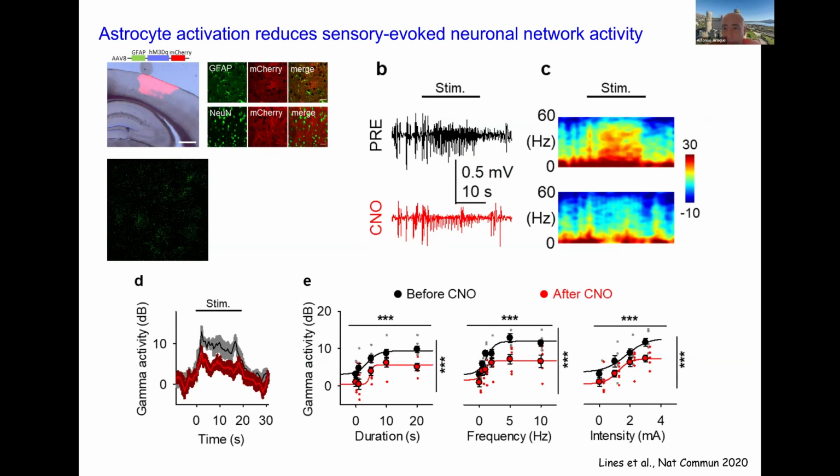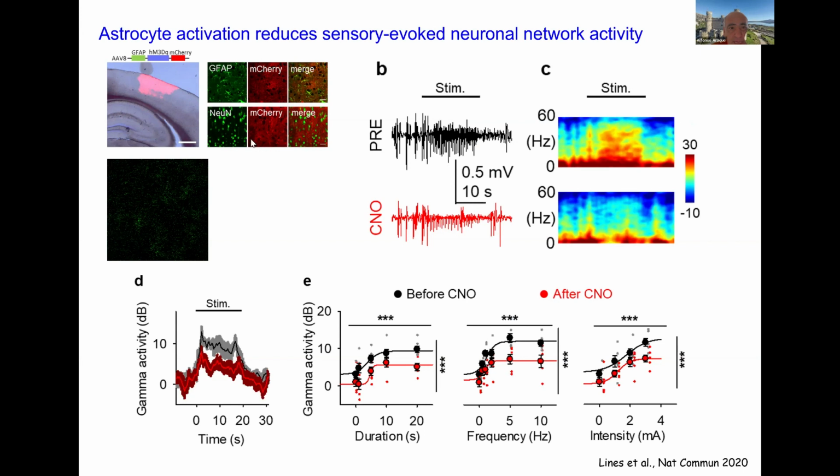To further test this hypothesis, we performed the following experiments to activate the astrocytes using the pharmacogenetic approach of expressing the Gq DREADs, specifically in the primary somatosensory cortex. And we recorded the gamma activity induced by the sensory stimulation in the absence or in the presence of the CNO, the ligand that activates these Gq DREADs.